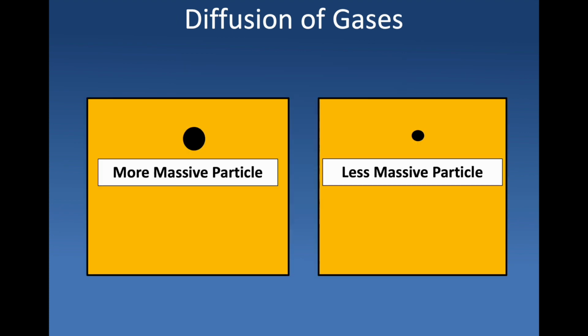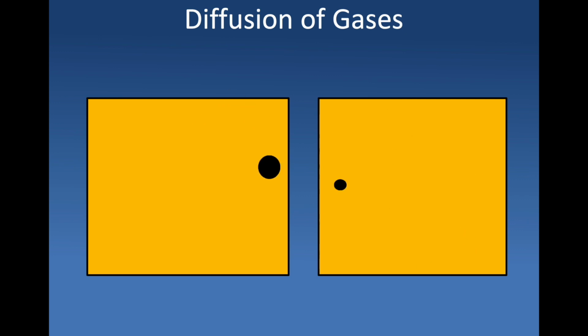So diffusion is partially dependent on the mass of a particle. A more massive particle is going to move much more slowly, and a less massive particle is going to move a lot faster. And so the lower the mass of the gas particle, the faster it's going to diffuse.